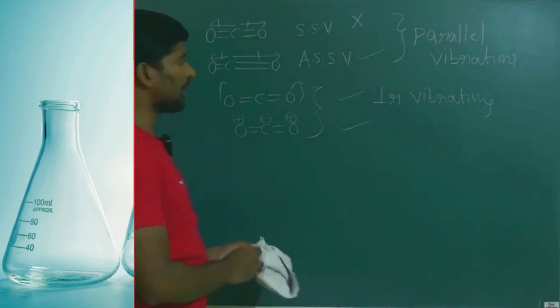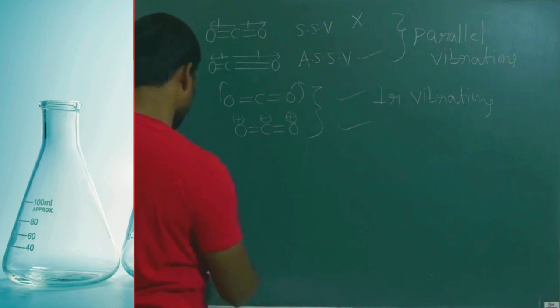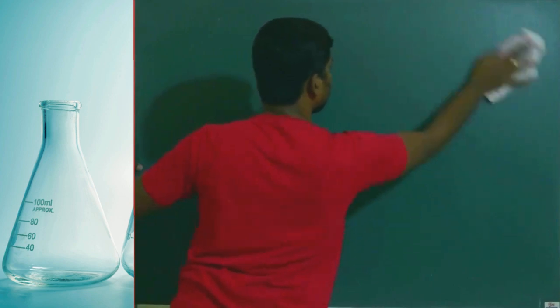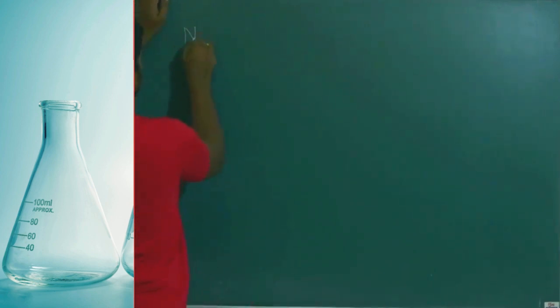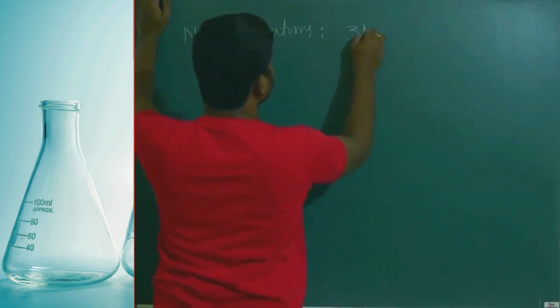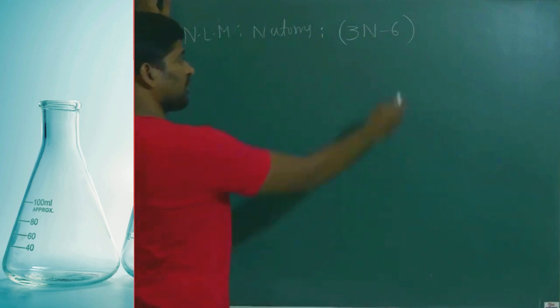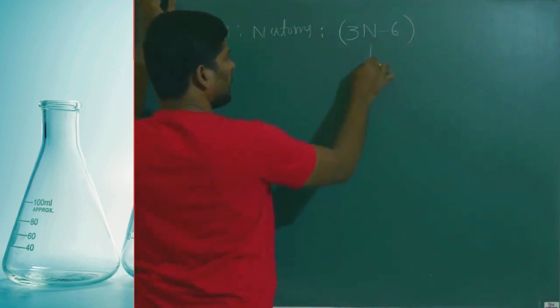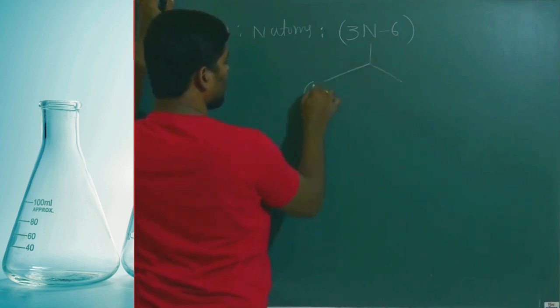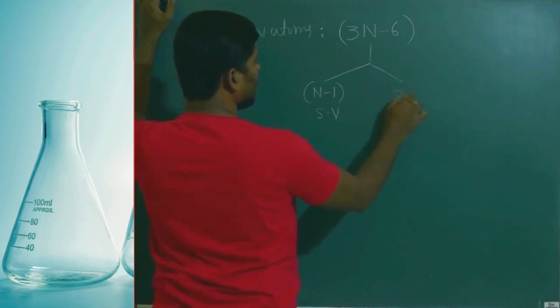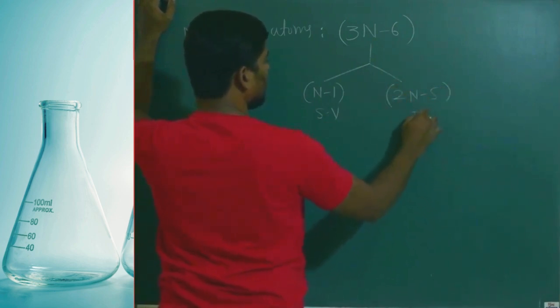Now if you take a non-linear molecule, for example H2O, a non-linear molecule containing n atoms, how many vibrational motions are possible? 3n minus 6. The number of vibrational motions possible is 3n minus 6; 3 translational and 3 rotational have to be subtracted. Out of 3n minus 6, n minus 1 are again stretching vibrations. The remaining 2n minus 5 are bending vibrations.